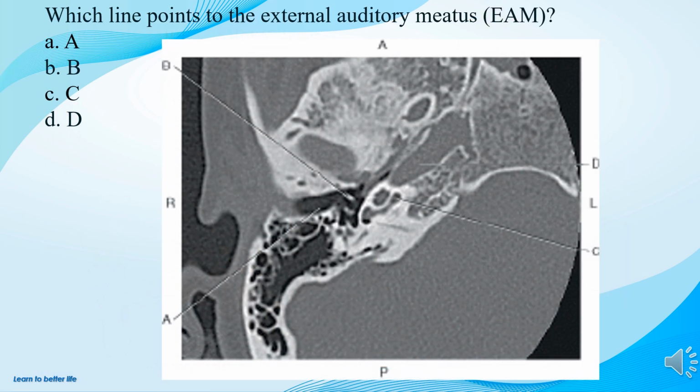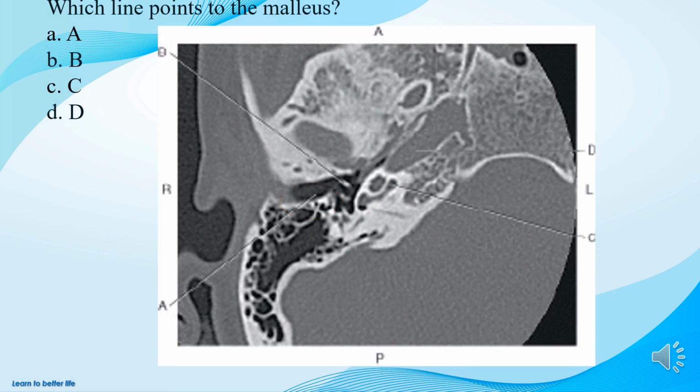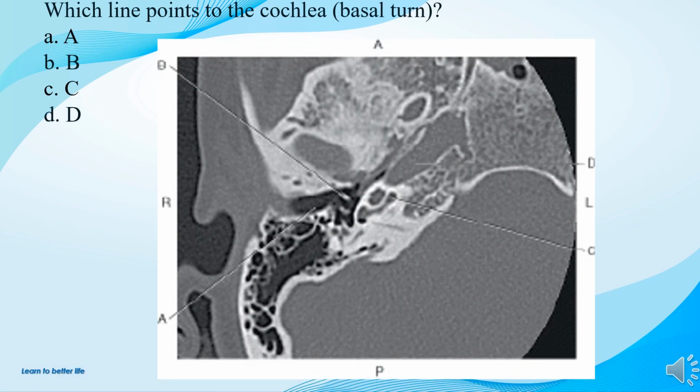Which line points to the external auditory meatus, EAM? A, B, C, or D? The answer is A. Which line points to the malleus? A, B, C, or D? The answer is B. Which line points to the cochlea, basal turn? A, B, C, or D?